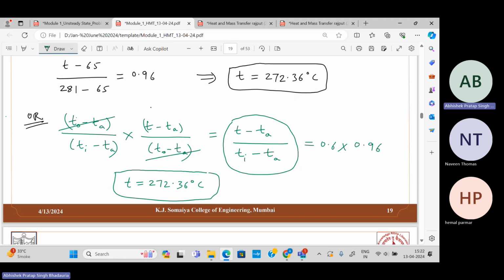So in this way also we can find the temperature at a location other than center line or mid plane within the geometry. Here our geometry is plate. Okay, so this is the way to solve the problem without determining the center line or the mid plane temperature. So if it is not asked to calculate center line or mid plane temperature in the problem, you can directly find the temperature at the location other than mid plane or center line by applying this approach.